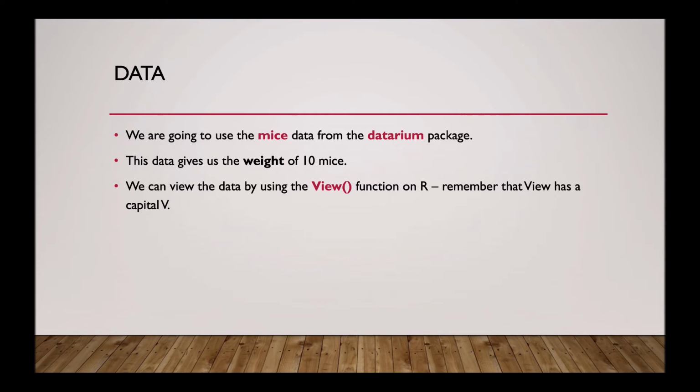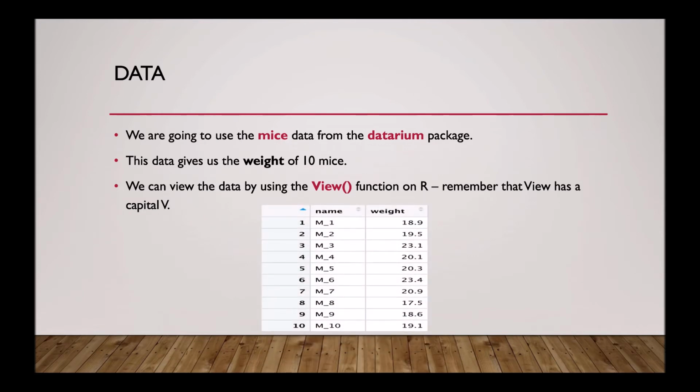For this tutorial, we are going to use the mice data from the datarium package that we have just downloaded. So this dataset includes the weight of 10 different mice. We can view the dataset in R by using the View function, remembering that View has a capital V. And here is what the data looks like, where the name is all of the different mice and their weights.